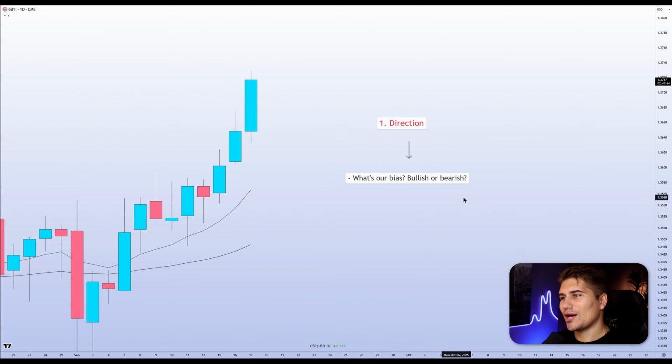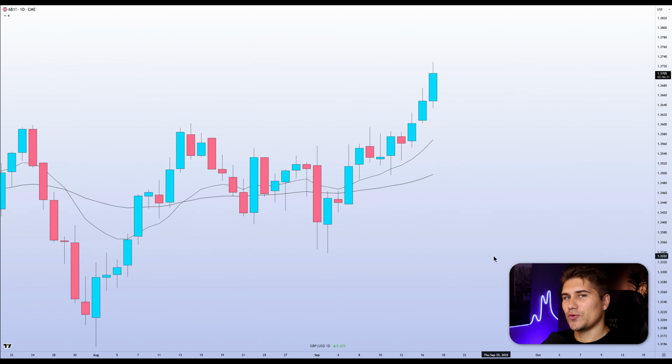So simply, the direction is us asking, what is our bias? Are we bullish? Are we bearish? Or are we kind of in between? And so in this case, what I like to do is I start off by measuring back the past 10 to 15, sometimes 20 bars.